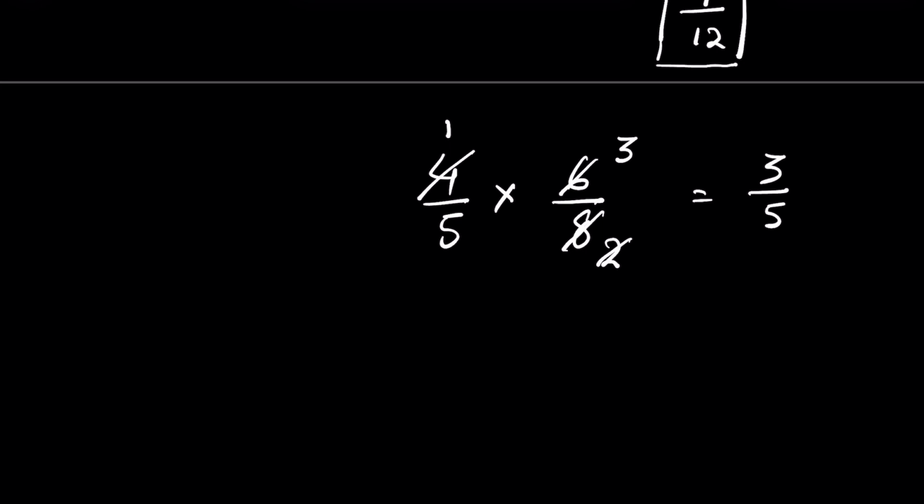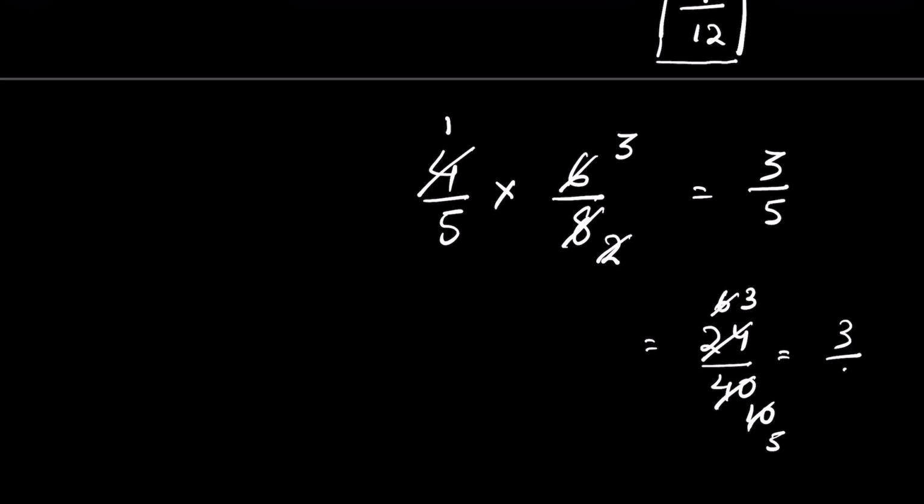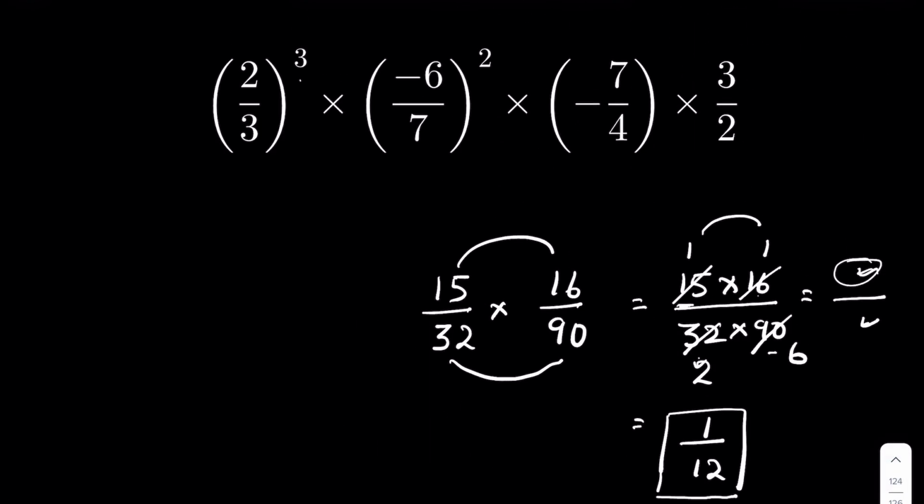If you would have multiplied, then 6 times 4 is 24 and 8 times 5 is 40. Then you reduce this fraction. 4 times 6 is 24, 4 times 10 is 40, and then again divided by 2, the result is the same. So instead of doing this, we have done division here only. So this is how multiplication of fractions is done. Now let's solve this question.